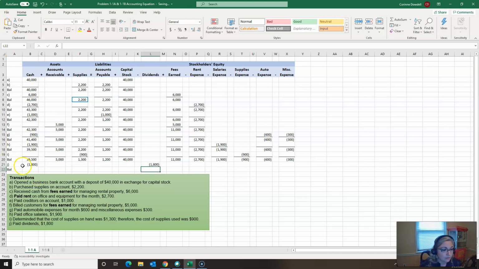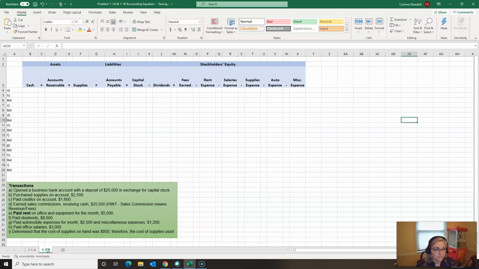All right, and then you will go through and put all your borders and put your totals at the bottom. I'm not actually going to do that. I'll check to make sure that you did that correctly when I check your work. Okay, so now that we did problem 11A together, you're going to pop on over to 11B. And I would like you to complete the transactions down here the same way we just did in 11A.